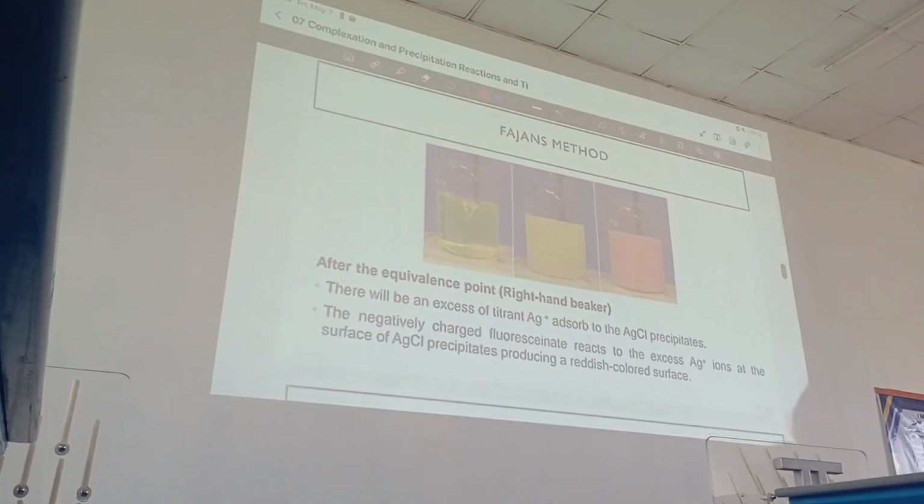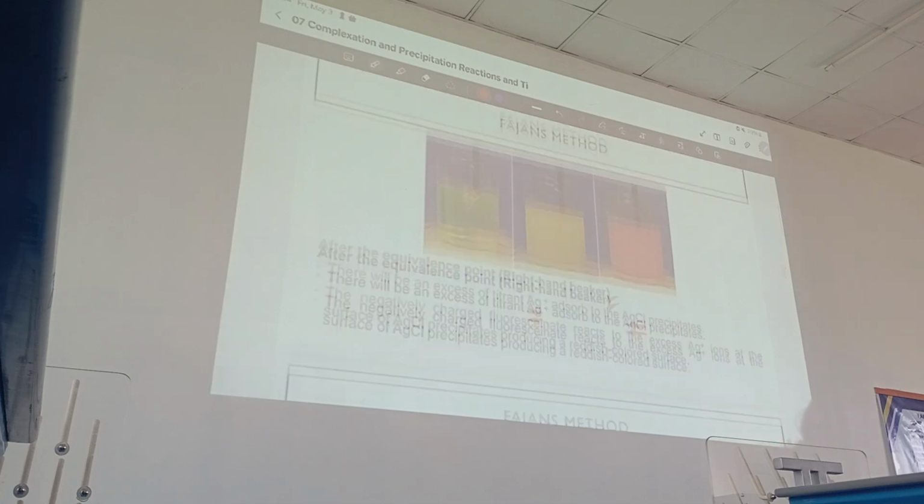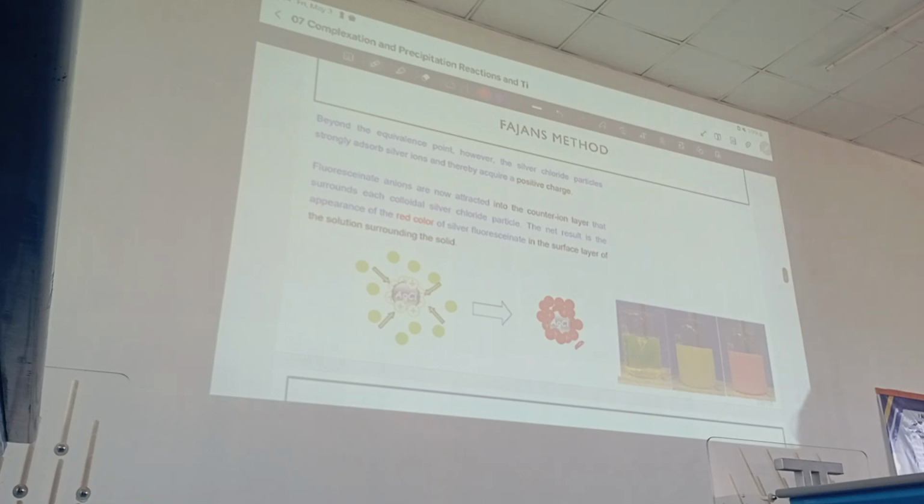Now, at the equivalence point, the excess Ag is adsorbed onto the AgCl, causing a red reaction. That is where you stop. If there is too much AgCl, your Ag plus will stick right away. When the Ag plus sticks, instead of green, it turns red. Once it sticks, you can see the plus signs. Okay, so that would be the Bayes method.